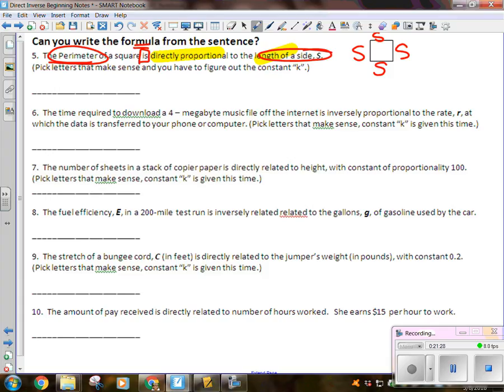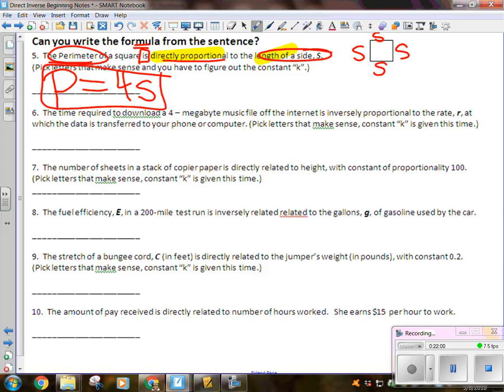So what's the very first word I see? Perimeter. What letter would you pick? P. Then the next important word is, which is equals. What's it proportional to? S. Do I need a bar or do I not need a bar? It's directly proportional, so I don't need a bar. But I do need a constant. What's my constant? It did not give it to me, but I have to figure out how many sides I have. 4.